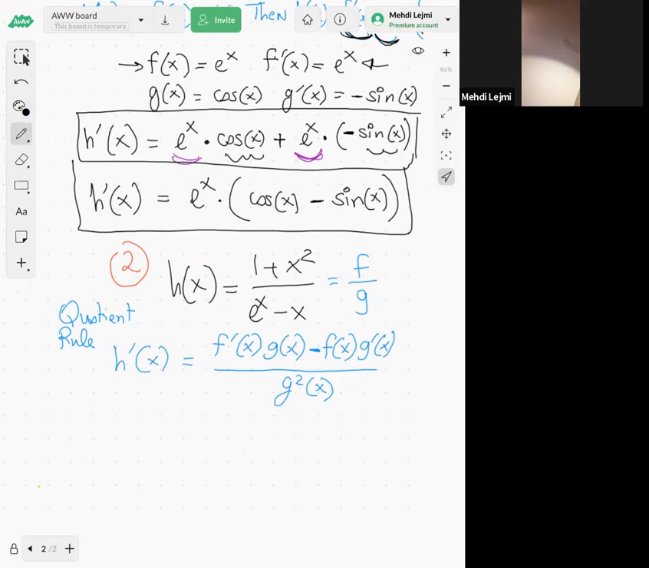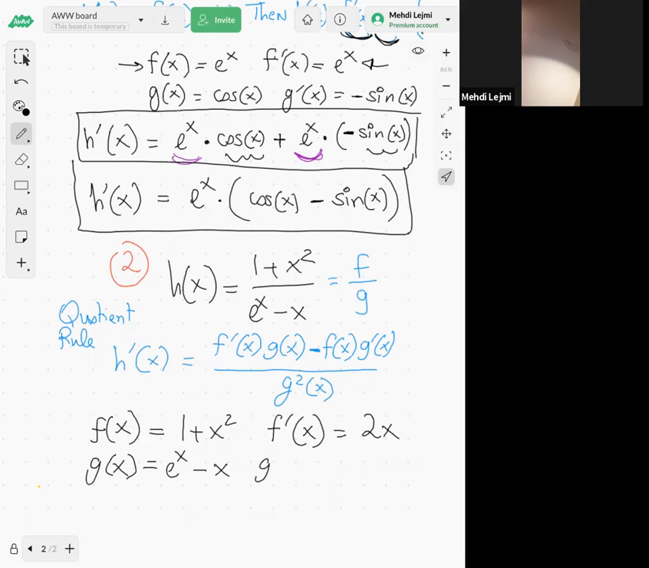Yes, absolutely. So f of x is 1 plus x squared. So as you said, f prime of x is 2x. It's 0 plus 2x, so it's 2x. Now, what about g prime? So g is the bottom, the denominator. So that's e^x minus x.